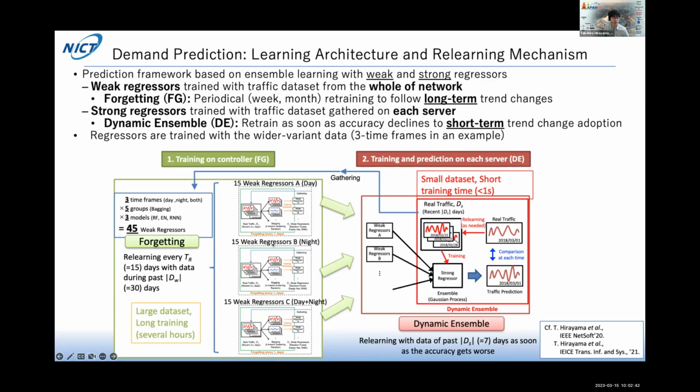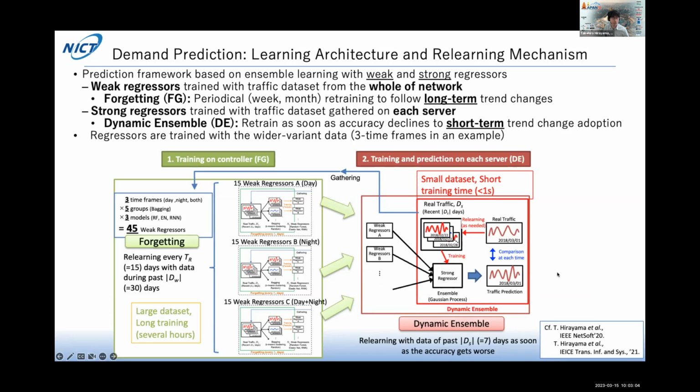The regressors are transferred to each server, and then each server selects the adequate weak regressors by using its unique strong regressor. It is based on Gaussian process. The server trains its regressor with the data gathered by itself.